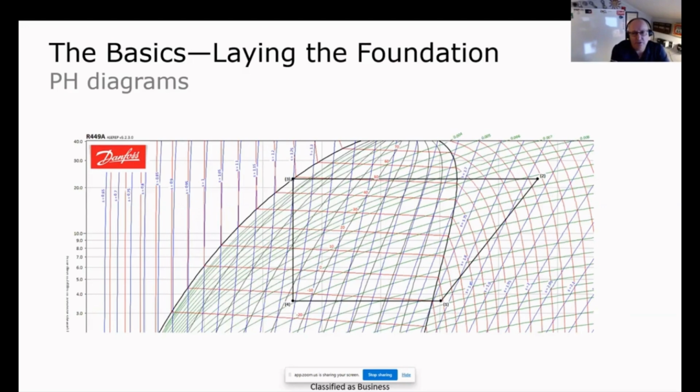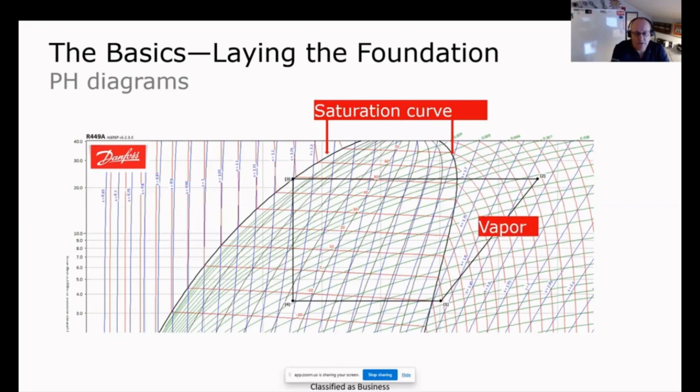Now, since pressure is directly proportional to temperature, the pH diagram also provides us with the temperature of the refrigerant at any given conditions. Now, we can see on our pH diagram, if we click there, we have the saturation curve. On the right-hand side of that curve, everything is vapor. So everything to the right-hand side of that curve is vapor. And then everything to the left-hand side of that curve is liquid. And then in the middle, we have a liquid vapor mix. So that's the basics of our pH diagram.